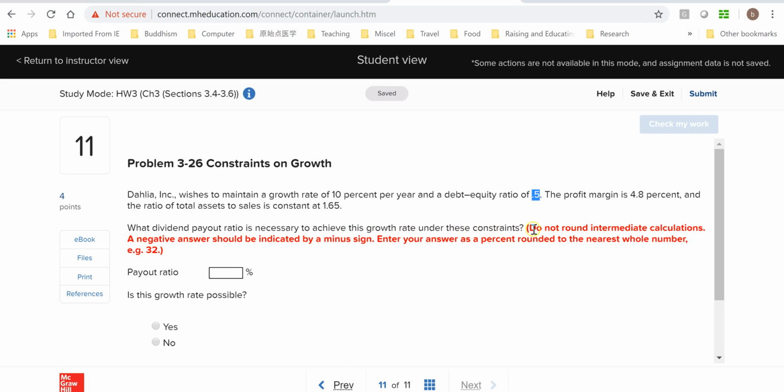The rounding requirements: do not round intermediate calculations. I always encourage you to read these rounding requirements because sometimes if you don't follow them, even if your steps are correct, you may not get the correct answer. A negative answer should be indicated by a minus sign. Enter your answer as a percent rounded to the nearest whole dollar.